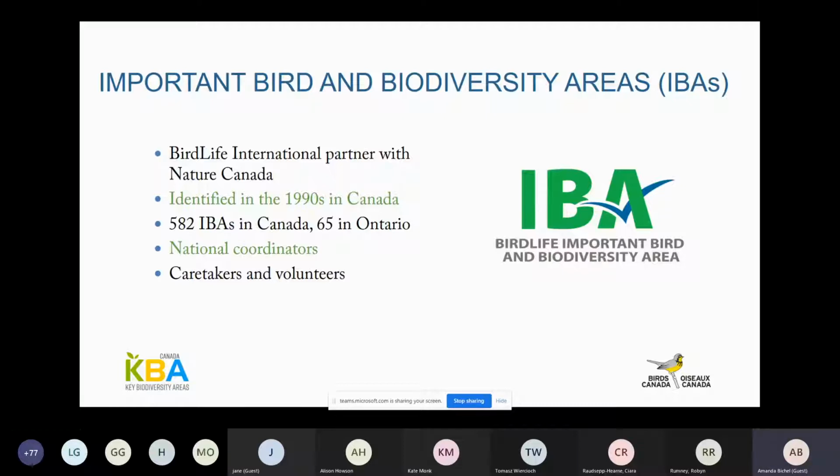I'll also say that we have IBA coordinators across Canada. I am the Ontario coordinator, and we have someone in each province looking after that. They're not all with Birds Canada. Some are with Nature Alberta and Nature Manitoba, but there's someone designated in each province. We also have caretakers and volunteers, which we try to get out to IBAs. They are local on-the-ground experts and stewards, and we really couldn't do much without them. So it's great to have them with the program.